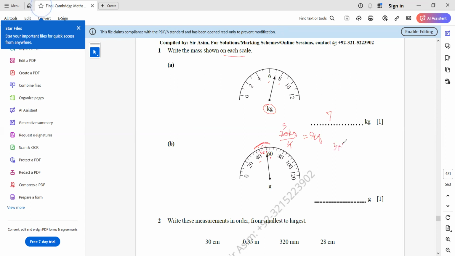After this 40, we have got one part, then two parts, and then three parts. So 3 times 5, that is 15 kgs. That means after 40, we have got 15 more, which means this is showing a mass of 55 grams. Sorry, the unit is grams in this case. So 5 grams times 3, that is 15 grams, and this was 40. 40 plus 15, that is 55 grams. So that is the answer to part B. Okay, then it is question number 2.